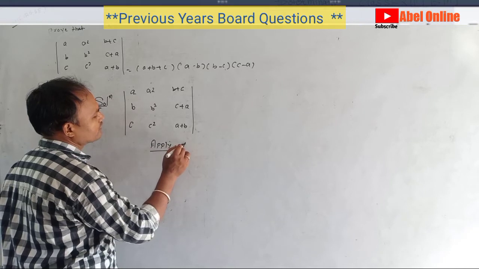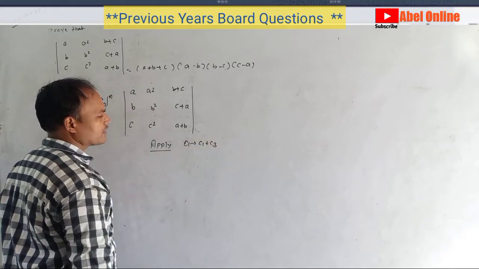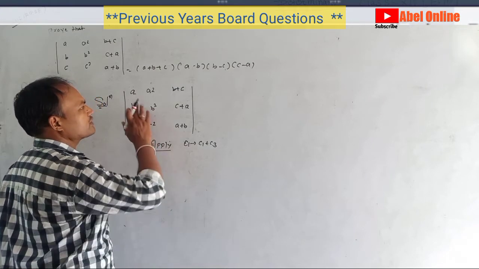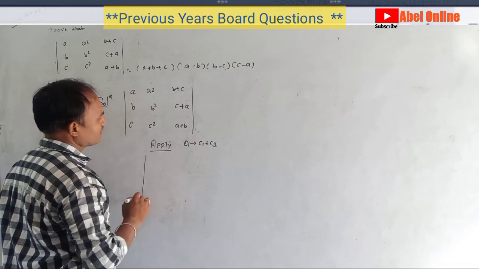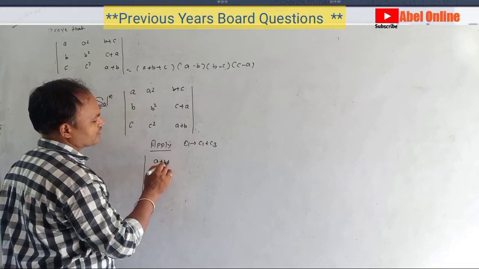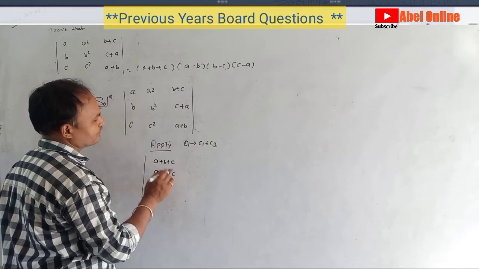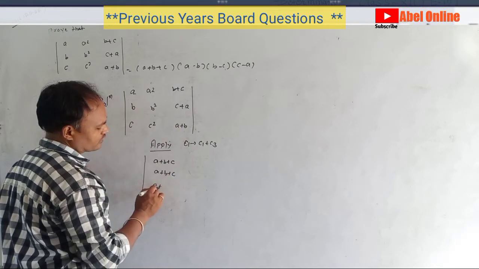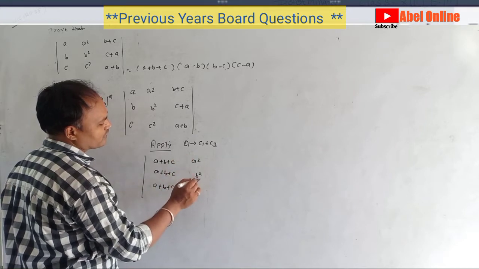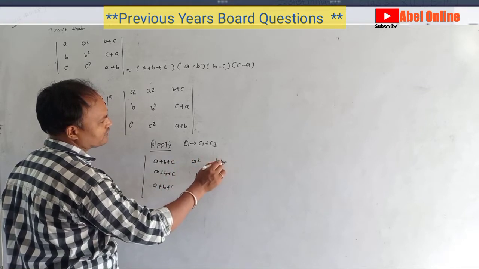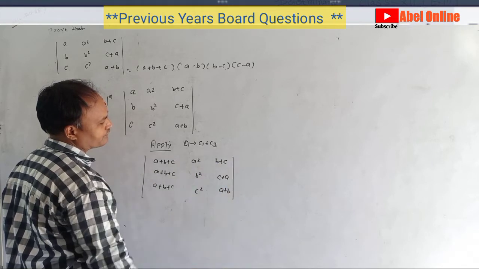I am going to apply C1 tends to C1 plus C2 plus C3. What is the benefit of this? In the first row it is a plus b plus c. Here it is also the same, a plus b plus c. Adding these, it is also a plus b plus c. So the first column becomes a plus b plus c in each row.